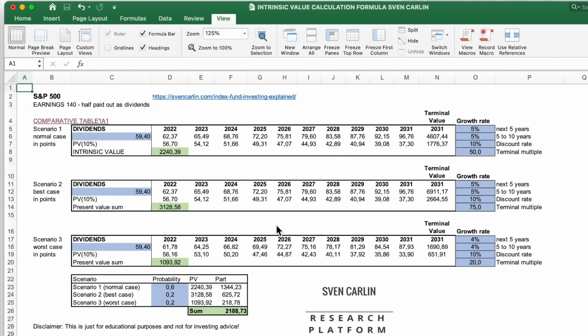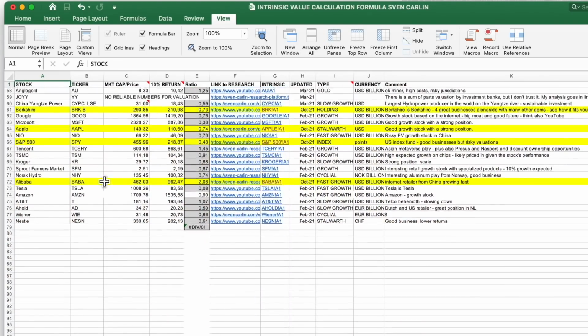That makes some investments extremely overvalued, but it is fair because this is what the businesses behind the stock price will deliver, and that's the expected return.